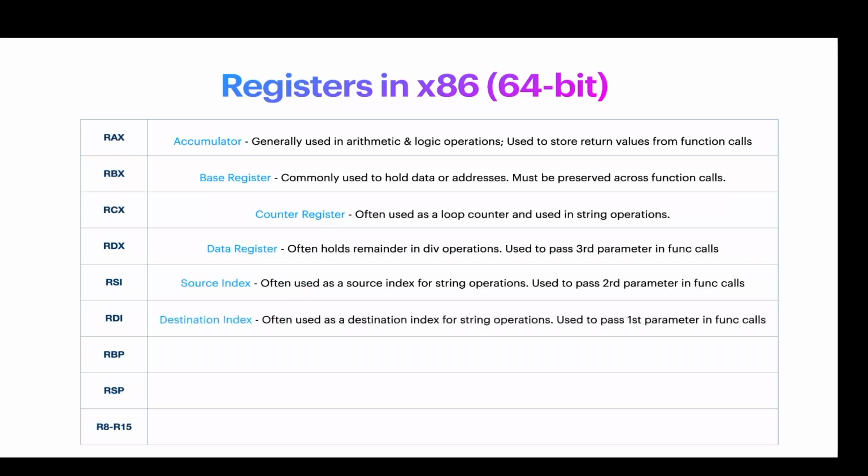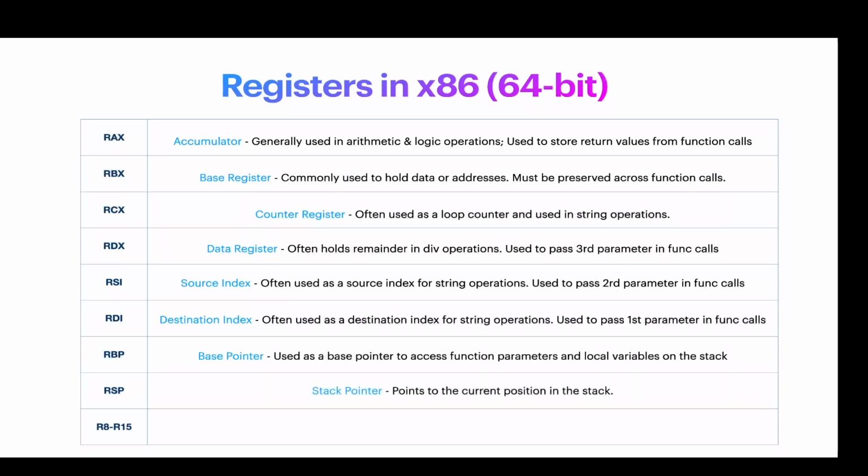RSI and RDI, these are the source index and destination index registers. These are typically used in string operations. RBP is called the base pointer. It's used to access function parameters and local variables on the stack. RSP is a stack pointer which points to the current position in the stack. We'll look at RBP and RSP in greater detail when we talk about functions and stack, etc.